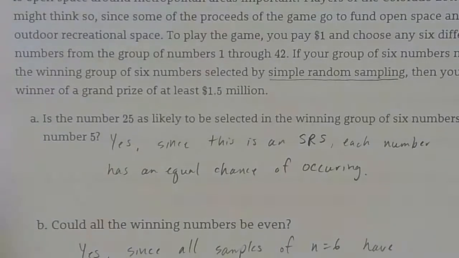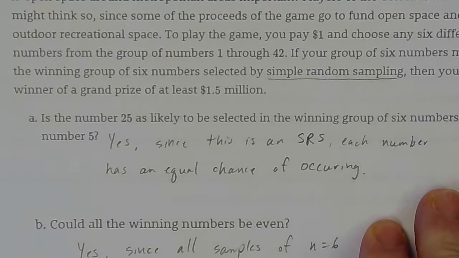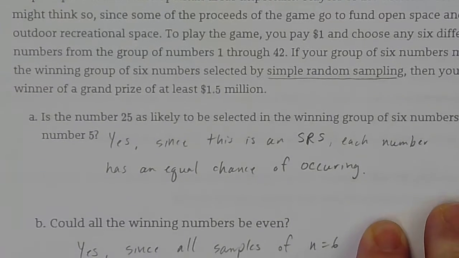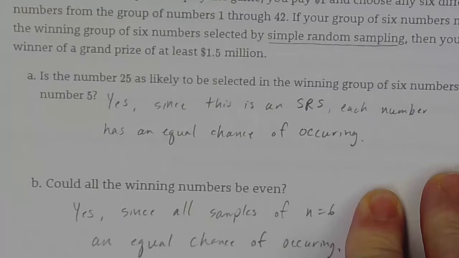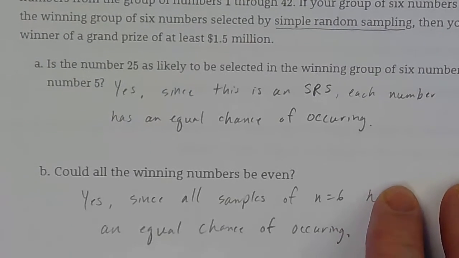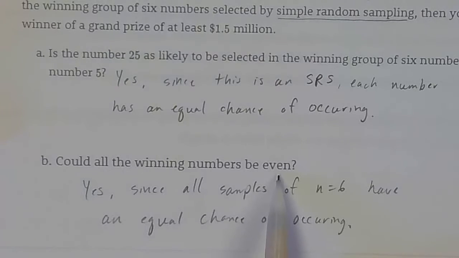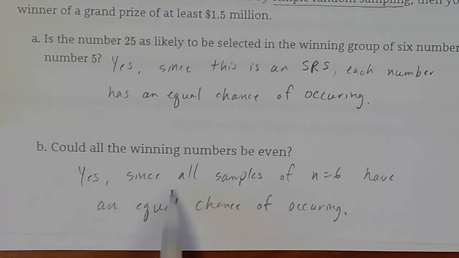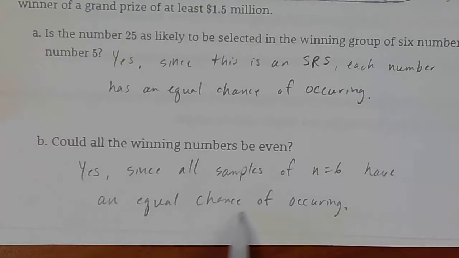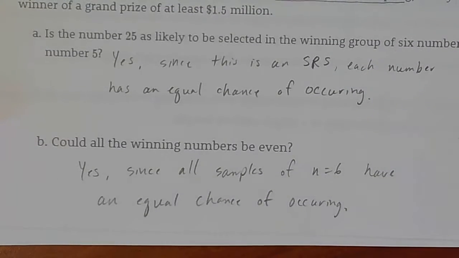Okay. Part B, could all the winning numbers be even? Sure, we can see that. You'd expect it to possibly be a little mix of evens and odds, but it's definitely possible that all winning numbers could be even. So yes, since all samples of size 6 have an equal chance of occurring, this could happen.